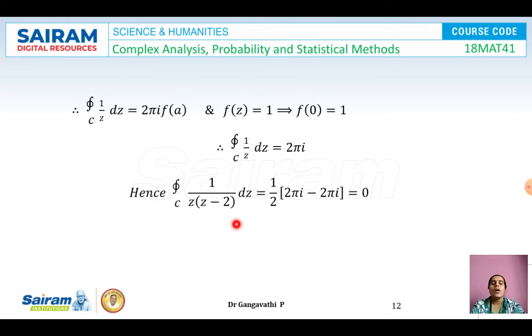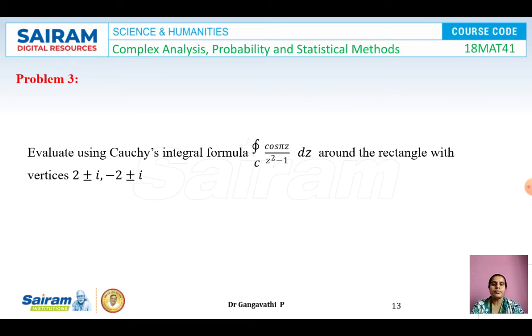So therefore, the given integral over c of 1 by z into (z minus 2) dz is equal to 1 by 2. The first term has given the answer as 2 pi i and the second term also has given the answer as 2 pi i. So this 2 pi i and this 2 pi i get cancelled, so we get the answer as 0. So let us see another example.